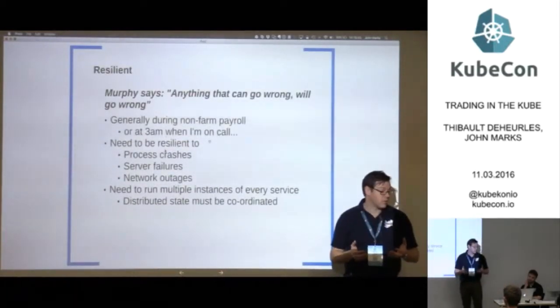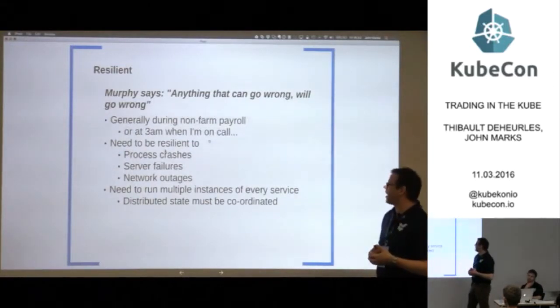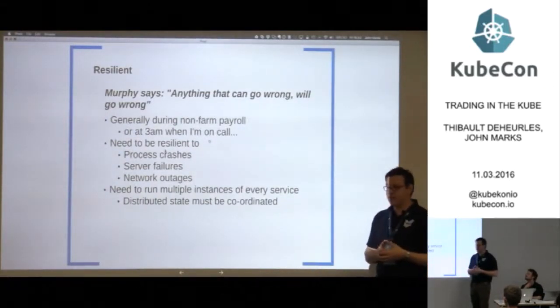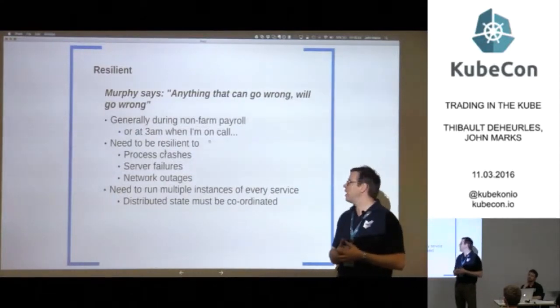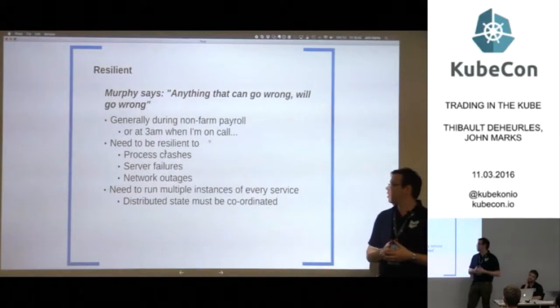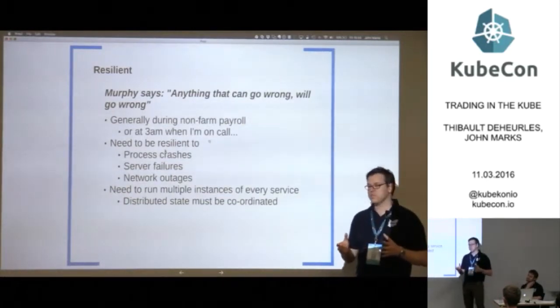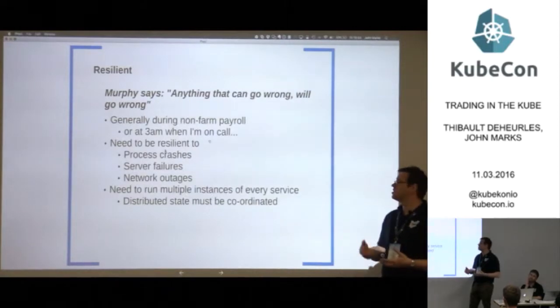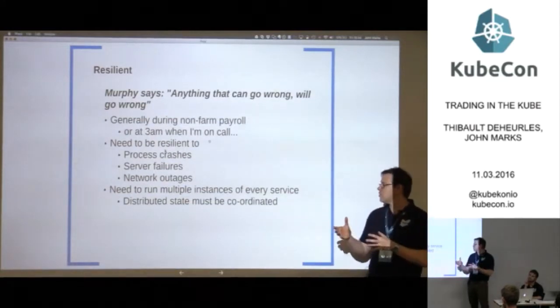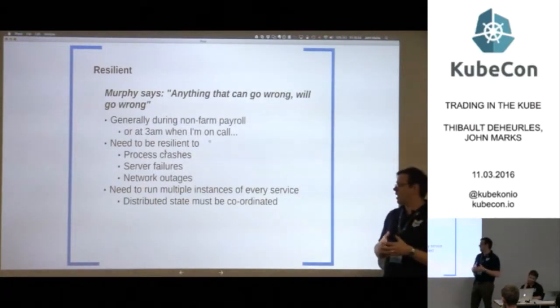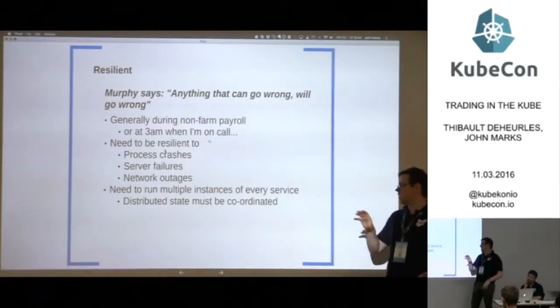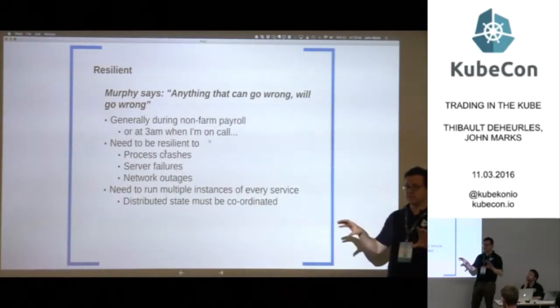So resiliency is very important. Murphy famously said, anything that can go wrong will go wrong. Generally, it will happen during an important event like non-farm payroll, and almost certainly at 3 a.m. when I'm asleep, or when my baby boy has just got to sleep and wakes me up when I'm on call. So we need to be resilient to all sorts of things: process crashes, server failures, network outages. This means that we need to run multiple instances of every back-end service, and when we partition services into those that are stateful and stateless, the stateful ones have to be coordinated such that their state is replicated.